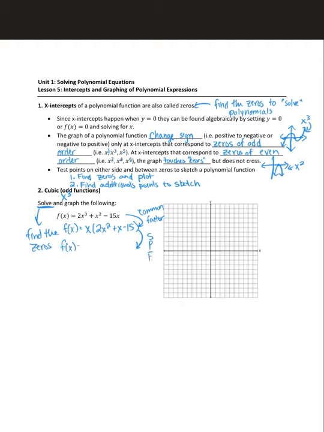When I set up my SPF, I'm going to need 2 numbers that add to that middle number, which is a positive 1, and multiply to my a and my c value. So 2 times negative 15 is a negative 30. What 2 numbers will do that? If I think about my factors of 30, I think 6 and 5 will do that. Let me write that with a little bit more room. So we'll say 6 and 5.